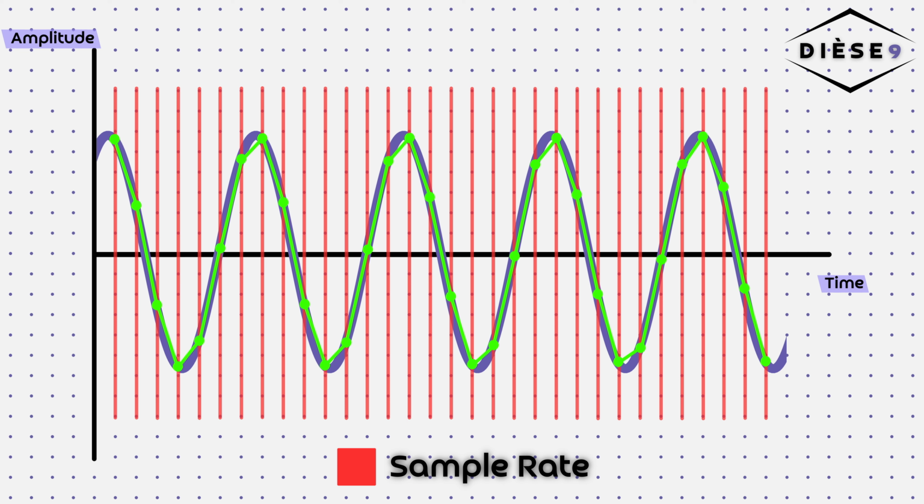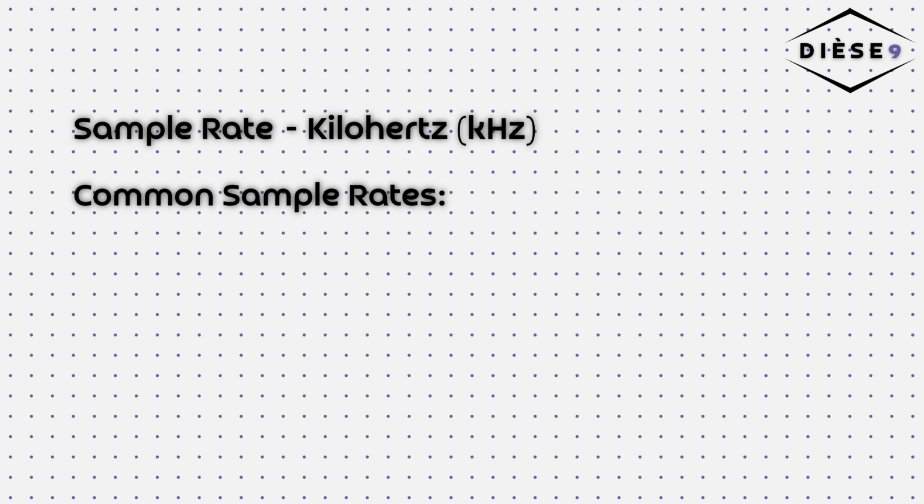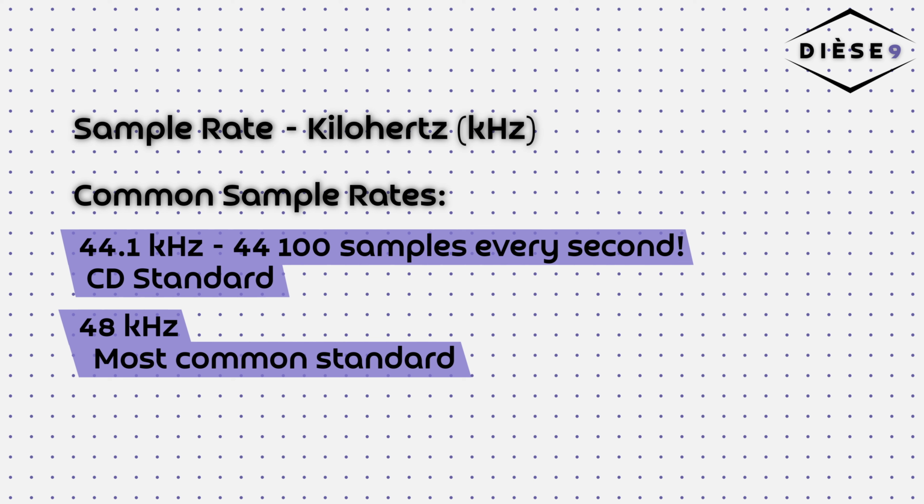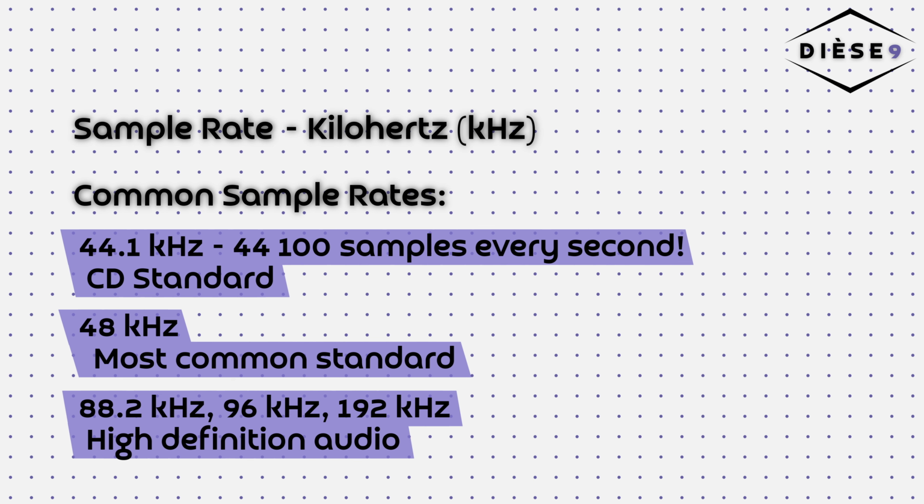Again, the number of samples taken per second is called sample rate, and it's expressed in kilohertz. Common sample rates include 44.1 kHz, meaning we take 44,100 samples every second. This is the CD standard. 48 kHz, common standard, often used for audio and video. Higher rates are used as well, like 88.2 kHz, 96 kHz, and even 192 kHz for high-definition audio.